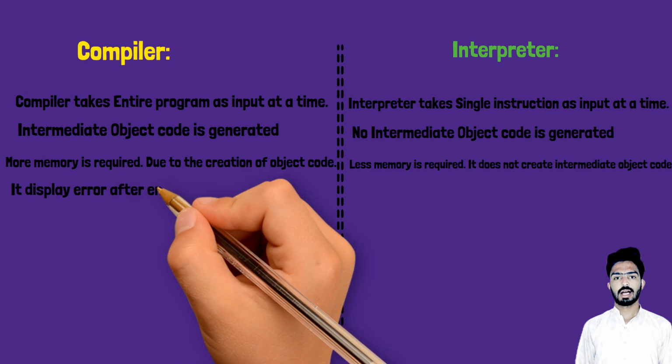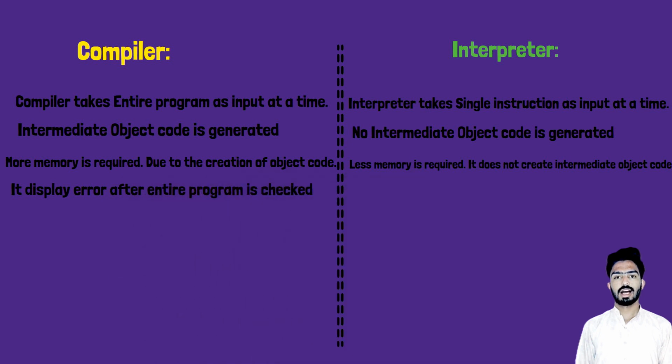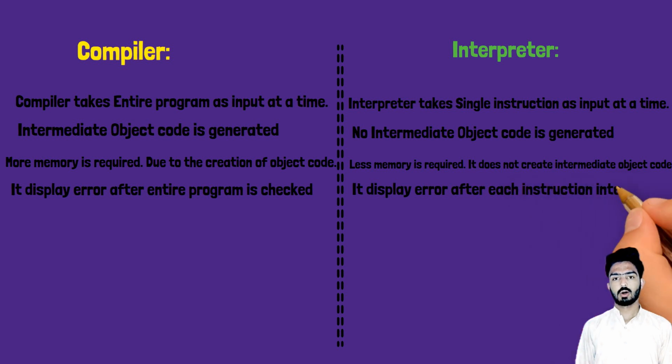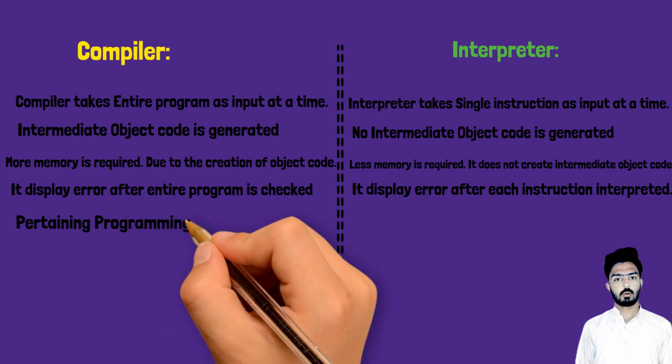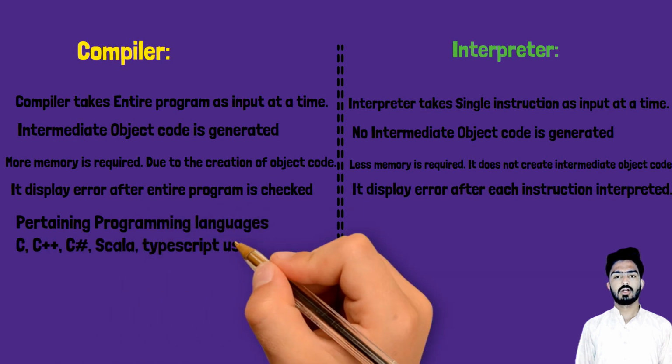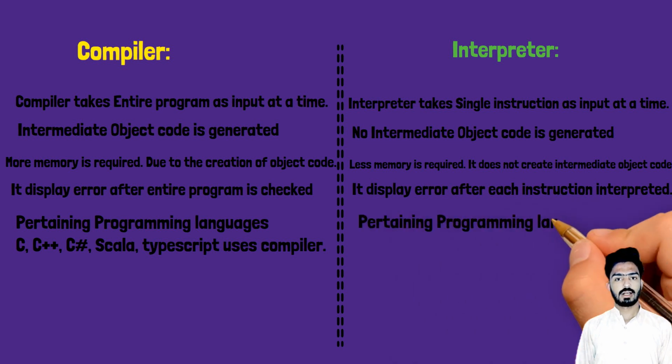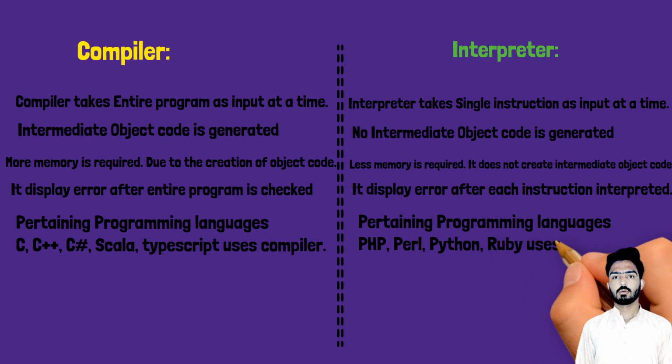In a compiler, it displays errors after the entire program is checked. But in an interpreter, it displays errors after each instruction is interpreted, if any. Pertaining to programming languages, C, C++, C#, Scala, and TypeScript use a compiler. PHP, Perl, Python, and Ruby use an interpreter.